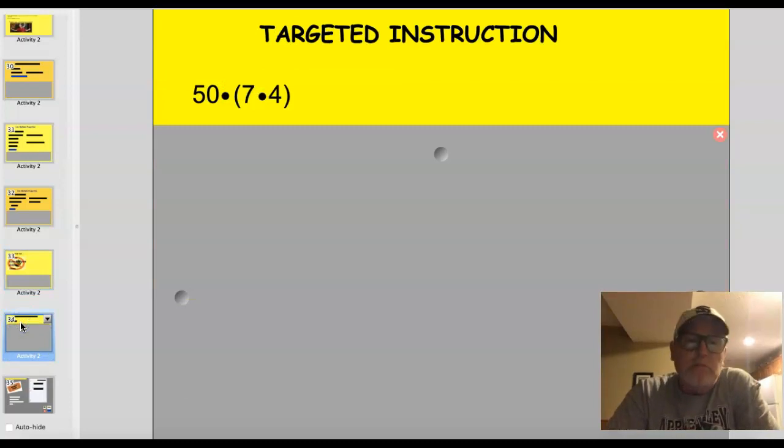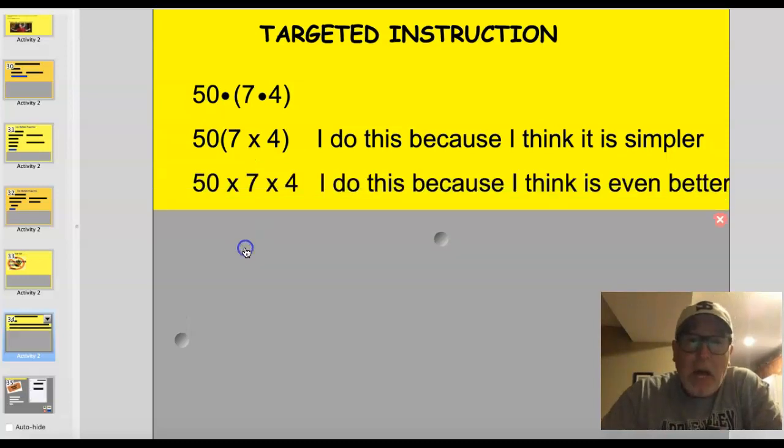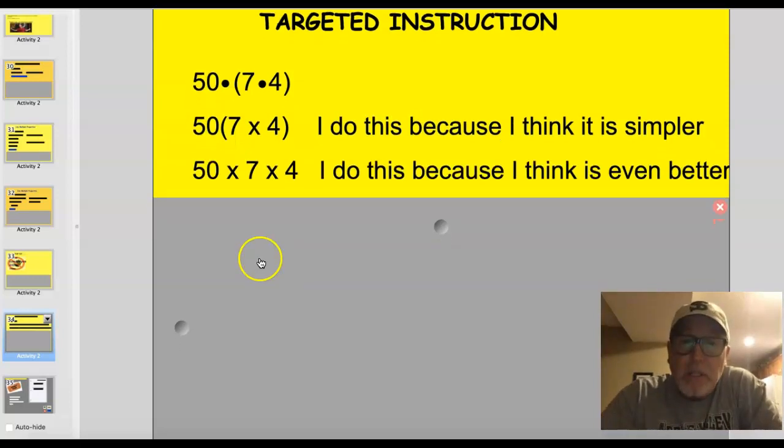So, how would you solve it? Well, let's think about this without a calculator. First of all, I would write it like this because I think this is simpler. Then, I would actually take the parentheses out because I think it's even simpler without the parentheses in. Okay? So now I'm down to this.